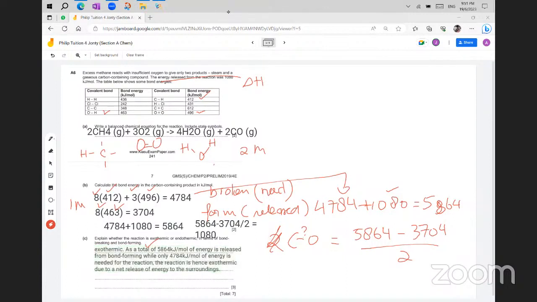Okay, let me see. Needed means needed for the bond breaking. You didn't say needed for bond breaking. You have to say bond breaking because that's what they're asking. I mean, the general idea is fine for 3 marks. You don't get any marks here because time is up. But the general idea is fine.